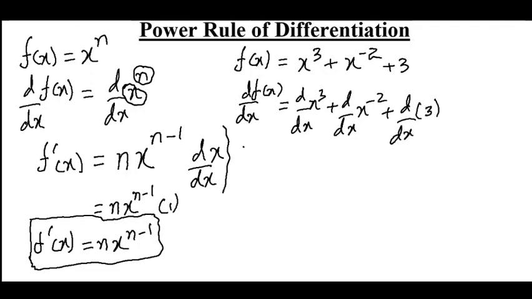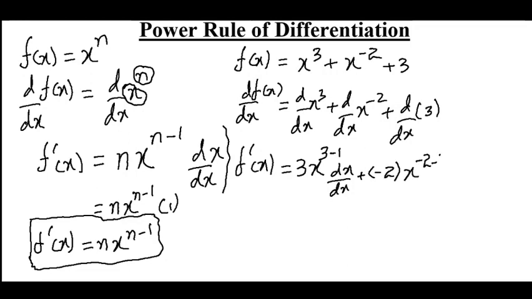Now this d over dx of f of x can be written as f prime of x, and this x cube can be differentiated as: first we bring its power to the base, that is 3, then we decrease it by 1, that is 3 minus 1, and then we differentiate it without power. The next term can again be written as: bring the power to the base, decrease it by 1, and then differentiate without power. And as 3 is a constant and the derivative of a constant is 0, we will write it as 0.